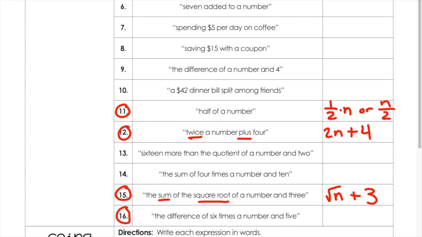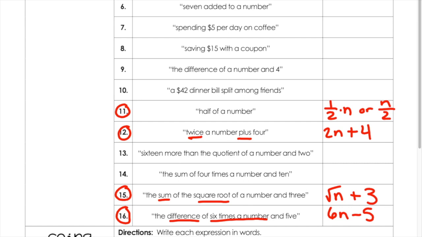And then lastly, looking at 16, it says the difference of 6 times a number and 5, so we'll be subtracting. 6 times a number goes together, and then we're going to be finding the difference of that and 5. So 6 times a number would just be 6 times n, or 6n. The difference means that we're subtracting, so I'm going to take away 5. This is not a word where we have to change the order, so we're going to write 6n first and then take away 5.